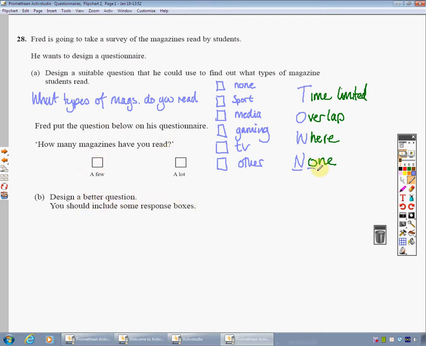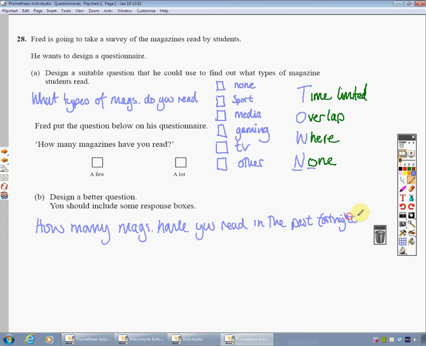So here goes my question. Design a better questionnaire, include some response boxes. How many magazines, I'm just going to speed up by saying mags, have you read in the past fortnight? I'm going to go for a fortnight just because that seems to me a reasonable amount of time. You may have chosen a month, you may have chosen a week, you could have gone for a year. It's a bit bizarre, but probably people couldn't remember that far back. But you'd have got the mark because you'd set a time limit period.